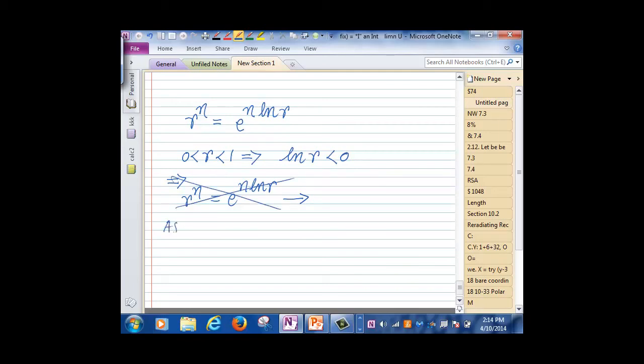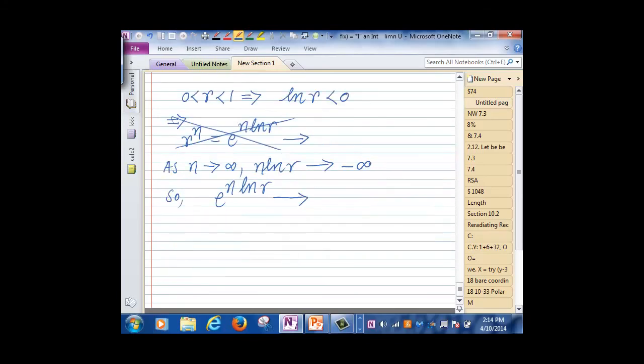As n goes to infinity, ln n times ln of r goes to negative infinity, right? So then e to the n ln of r goes to what? If the exponent goes to negative infinity, it goes to 0, right?